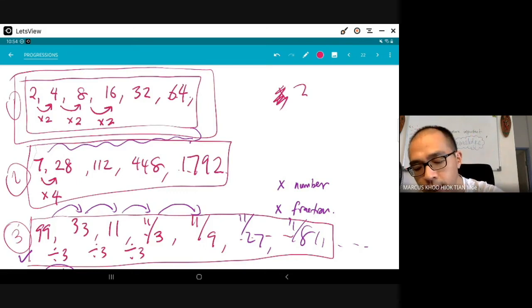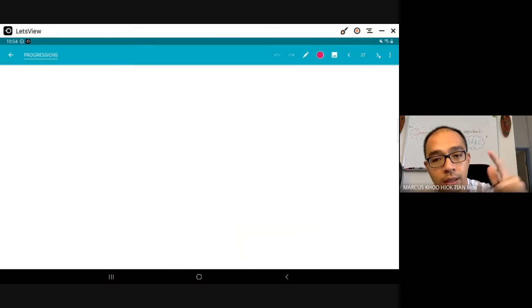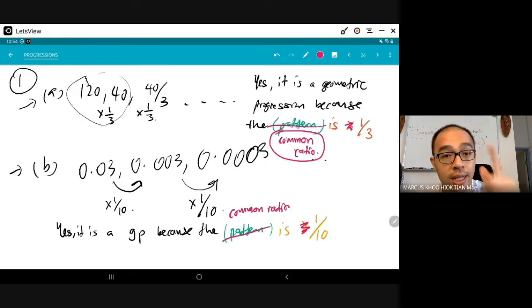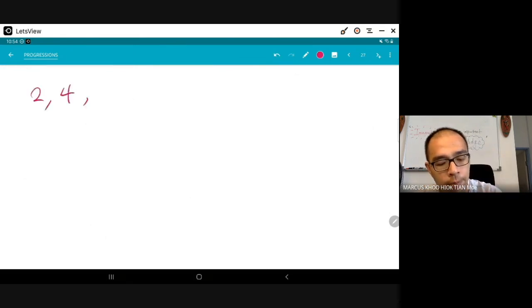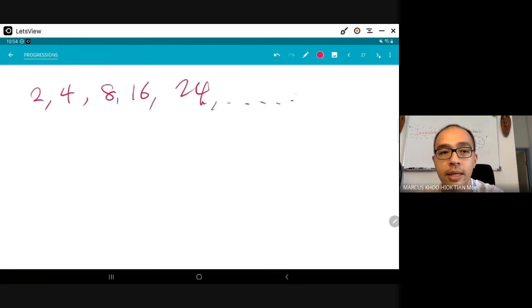One last thing, and then I will call it a day. The most important thing now is we know that in a geometric progression, the common ratio, the pattern, is always the same. If the pattern is different, for example, like this, 2, 4, 8, 16, and then after that 24, is this a geometric progression? 2, 4, 8, 16, then 24, and then after that 48. Is this a geometric progression?